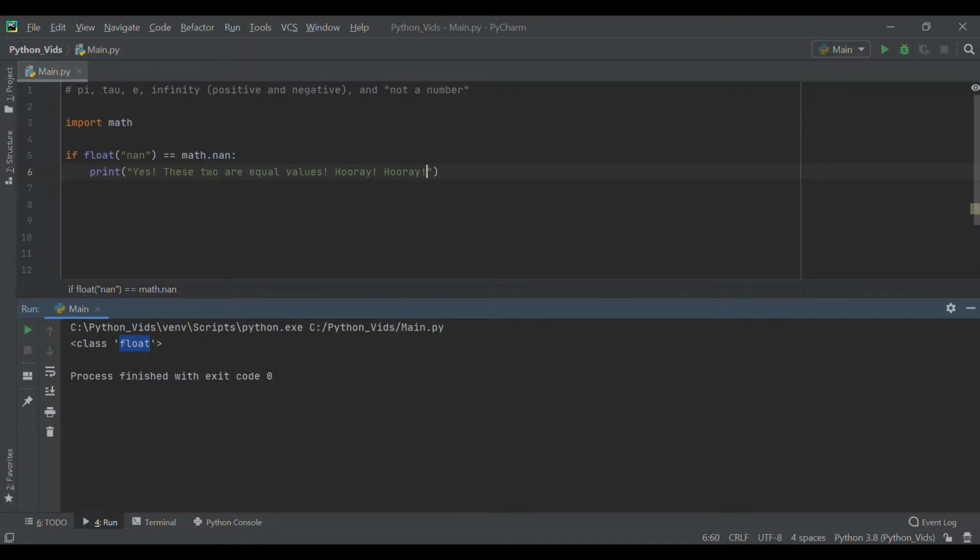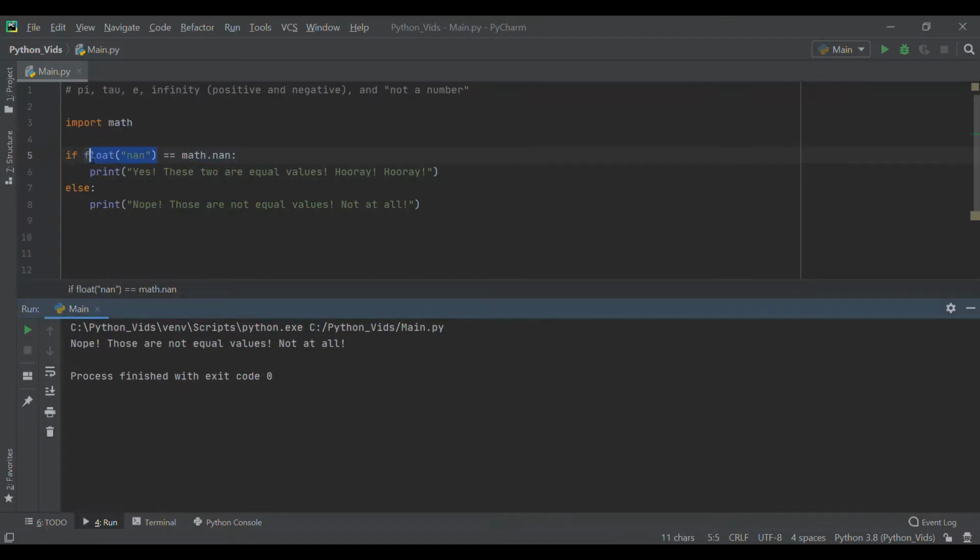Hooray, hooray. Else print nope, those are not equal values. Not at all. Well, what do you think is going to happen? You might think because it worked for inf, maybe it worked for nan. Nope, those are not equal values, not at all. Well, why in the world not? Well, the answer, interestingly enough, is that nan does not equal itself. It's not a number. It doesn't equal anything. It doesn't even equal itself.